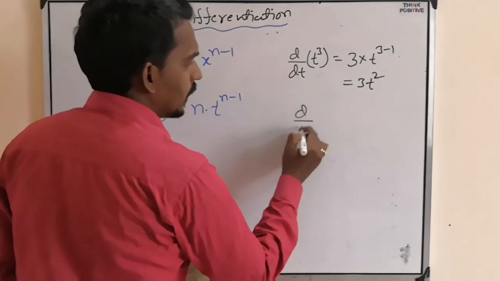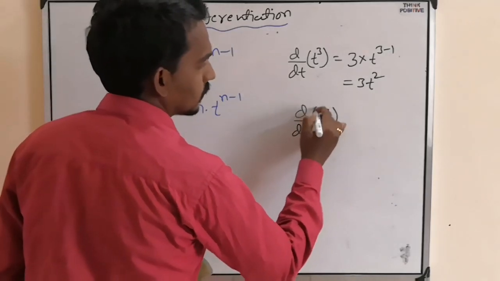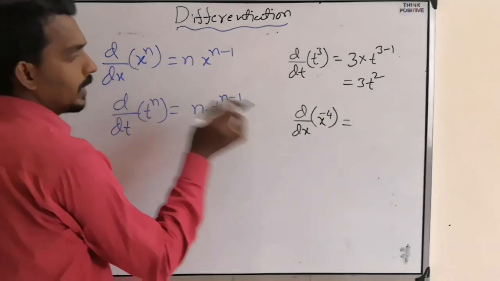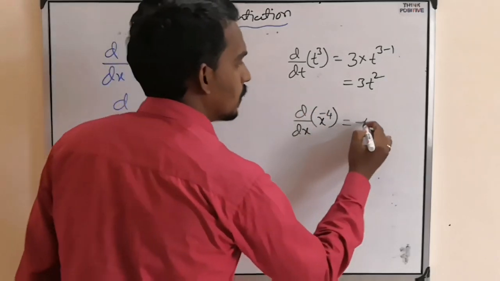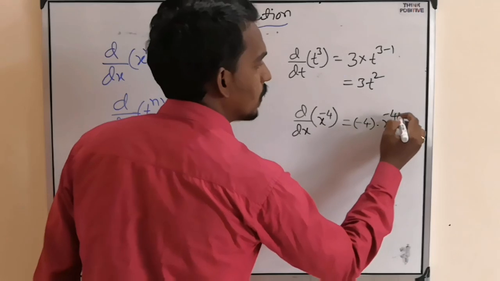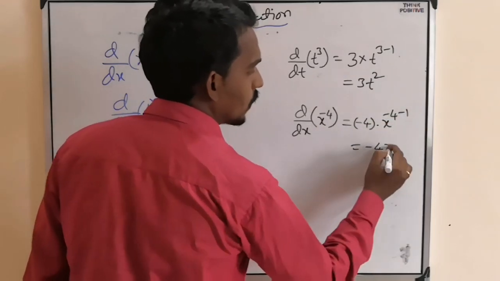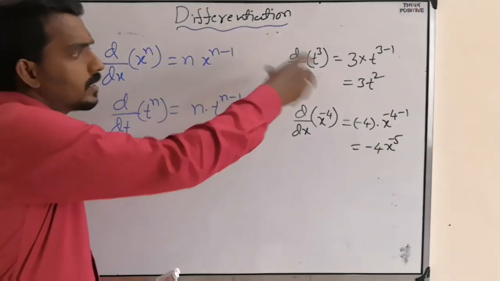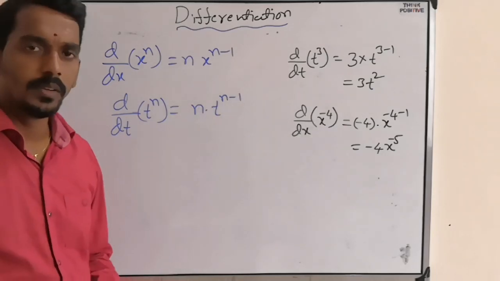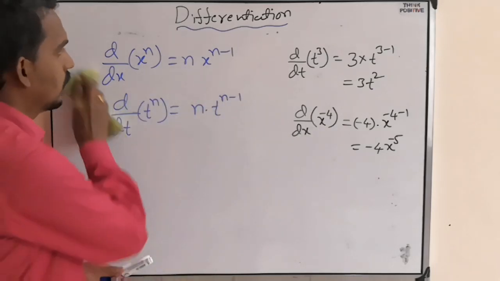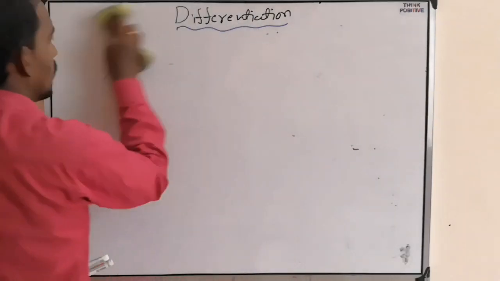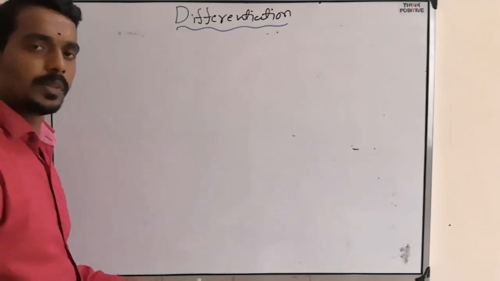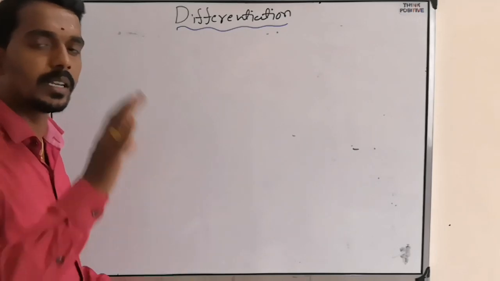Or else, if it is with respect to x, like suppose minus 4 you take. Then in place of n, minus 4, then minus 4 into x power minus 4 minus 1, minus 4x power minus 5. But not just this simple one term, we need to learn multiple terms, like how it may come. If you understand this example, then you can solve 90% of the questions related to differentiation in physics. 90%.